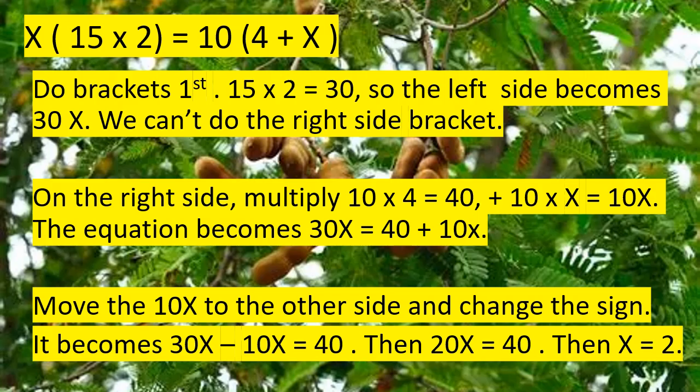So we move the 10x to the other side and change the sign. Becomes 30x minus 10x equals 40. Then 30x minus 10x is 20x. So 20x equals 40. And then divide both of those by 10. And we get 2x equals 4. And then divide again by 2. And we get x equals 2.